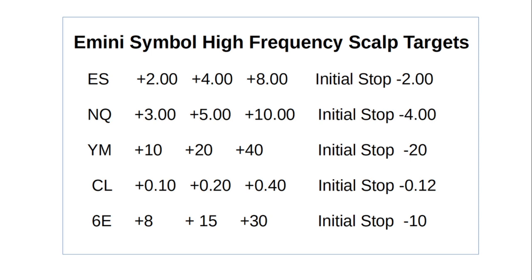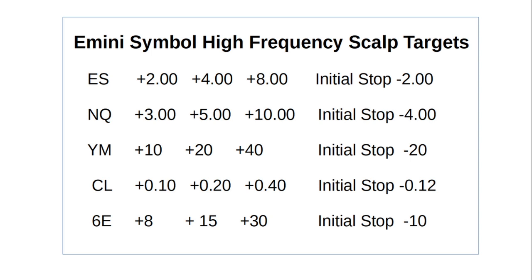And the cool thing about the YM is it's kind of like a happy medium between the micros and the full size contracts, right? At $5 a point, a 20 point stop, you're talking $100 on one contract. But if you catch a move and you can let it run, 50, 100, 150 points on a trending day, then it gives you a really good risk reward, is what I'm thinking, right?